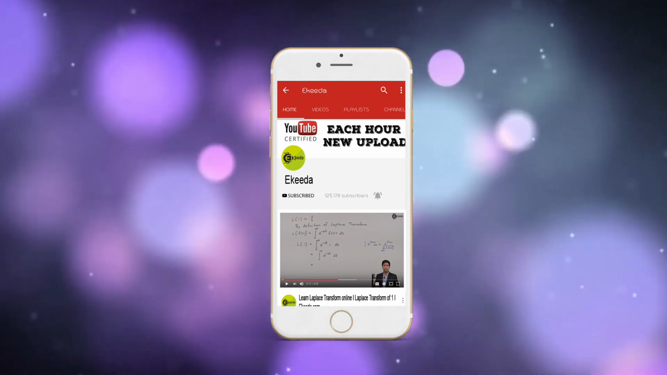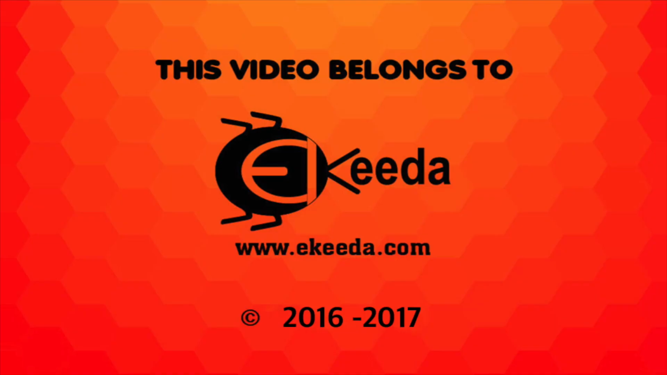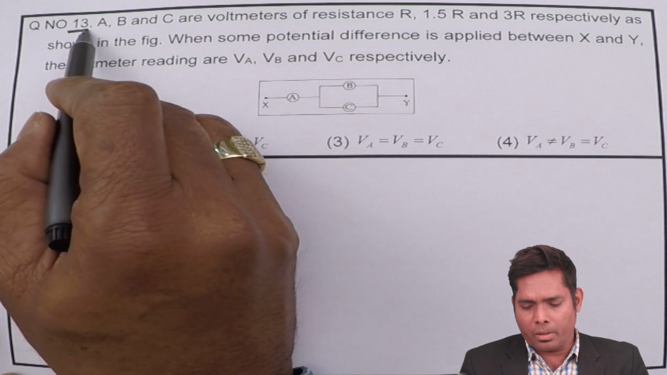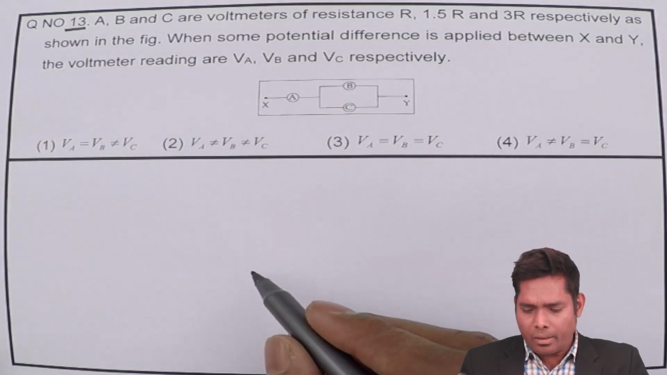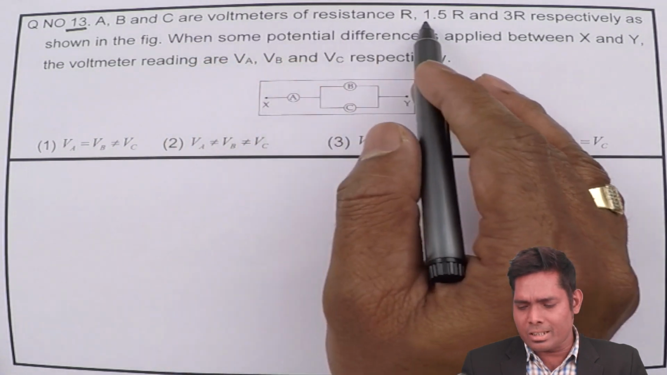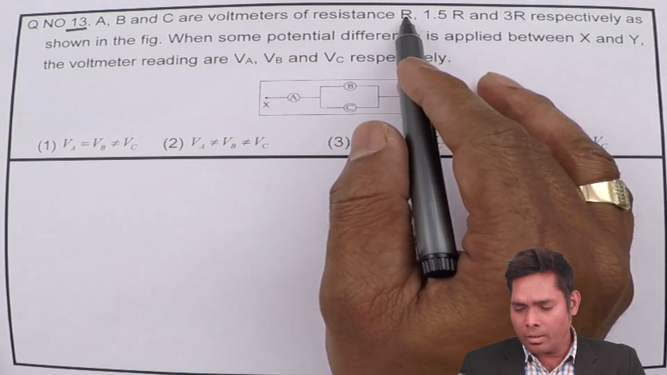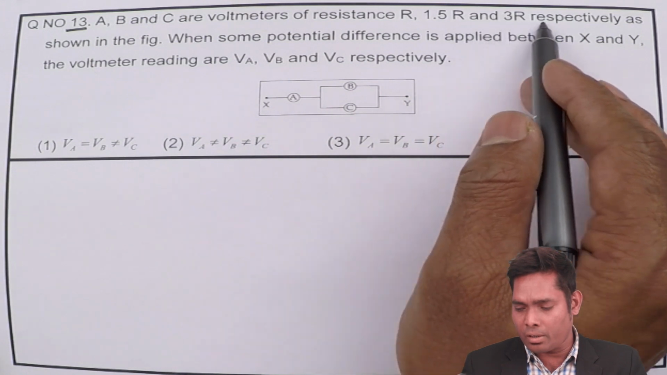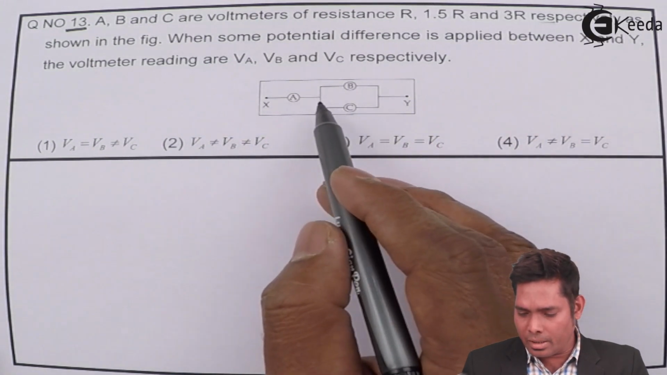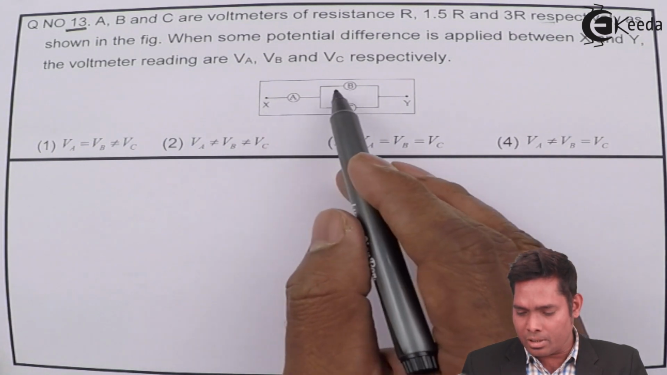Students, in this video, we'll be discussing question number 13, NEET Physics paper 2015. Let us solve question number 13 of this paper. A, B, C are voltmeters of resistance R, 1.5 R and 3 R respectively. So there are 3 voltmeters connected here, A, B, C, having these resistances.